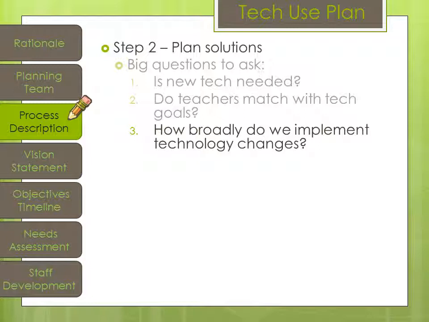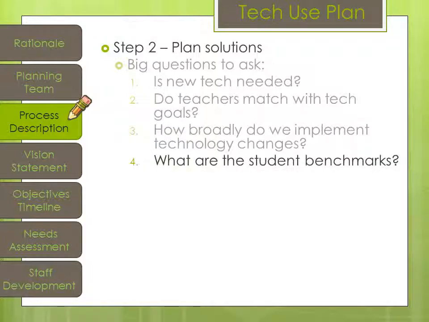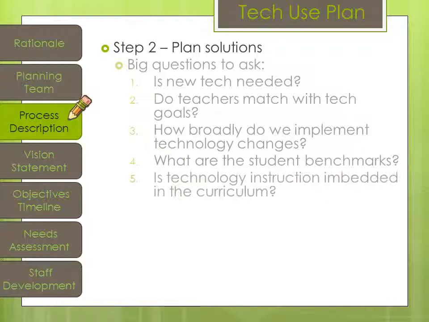So that's a question we need to ask: when we are implementing something, does it need to go to just a few teachers within a building, or does it need to go to a wide range of teachers, or is it a technology that all teachers need access to? The fourth question, what are the technology-specific skills and goals for each grade level? And figuring that out. What technology skills should students be proficient in as they move through the different grade levels?